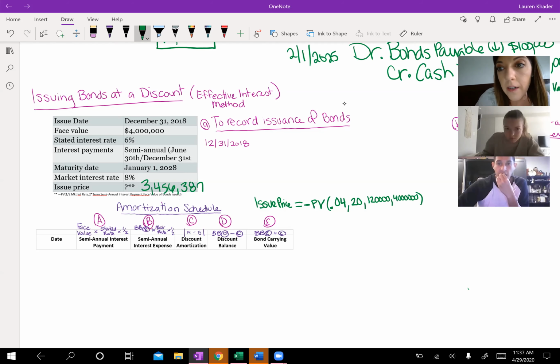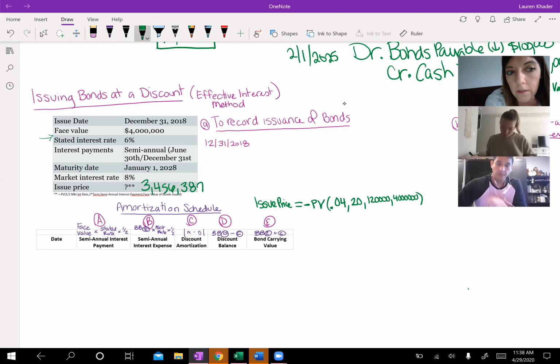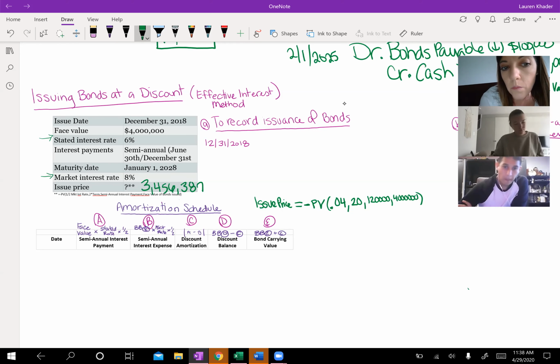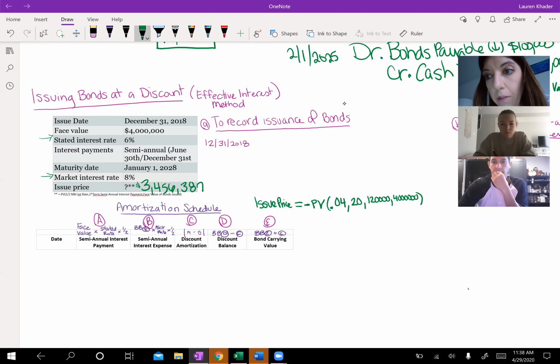Bonds were issued at a discount, right? We knew that because the stated interest rate we're offering is 6%, which is less than the market interest rate at the date of issuance. Similar bonds were offering 8%. So we had to discount the bonds, and the issue price was 3,456,387 versus face value of 4 million. I'm going to do a little calculation over here to figure out the amount of the discount.